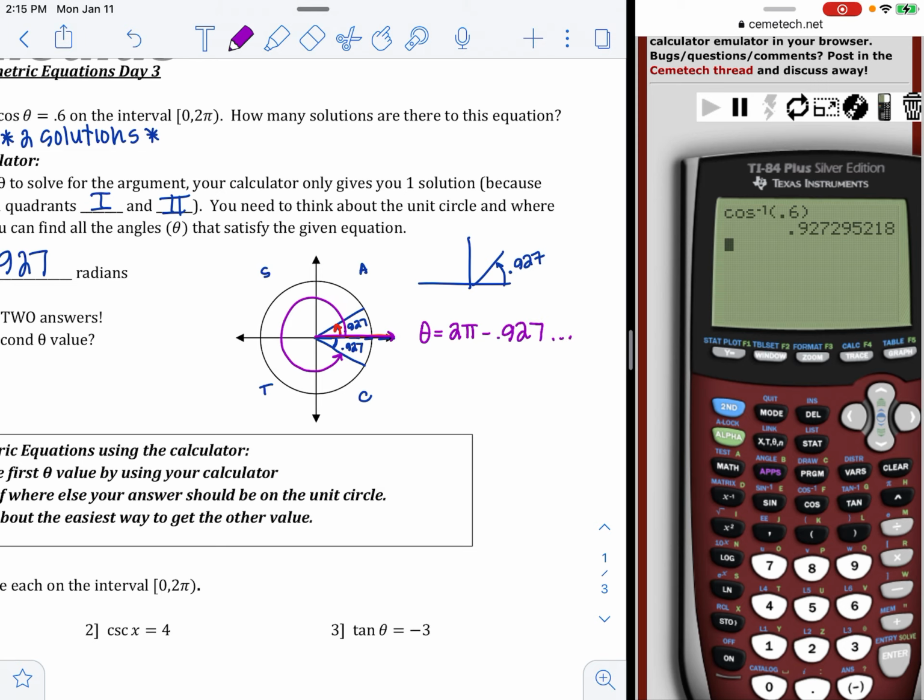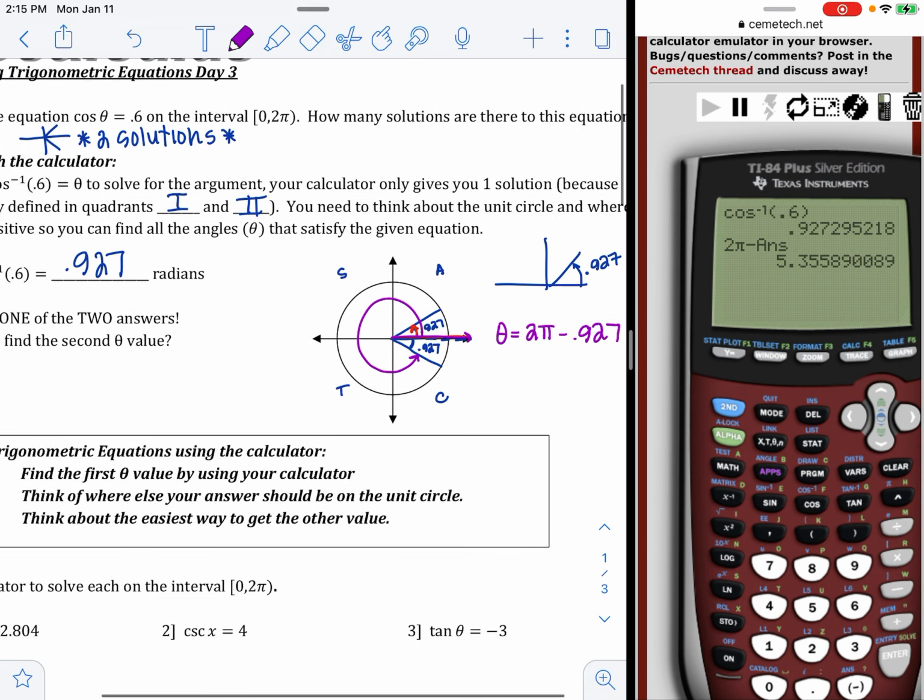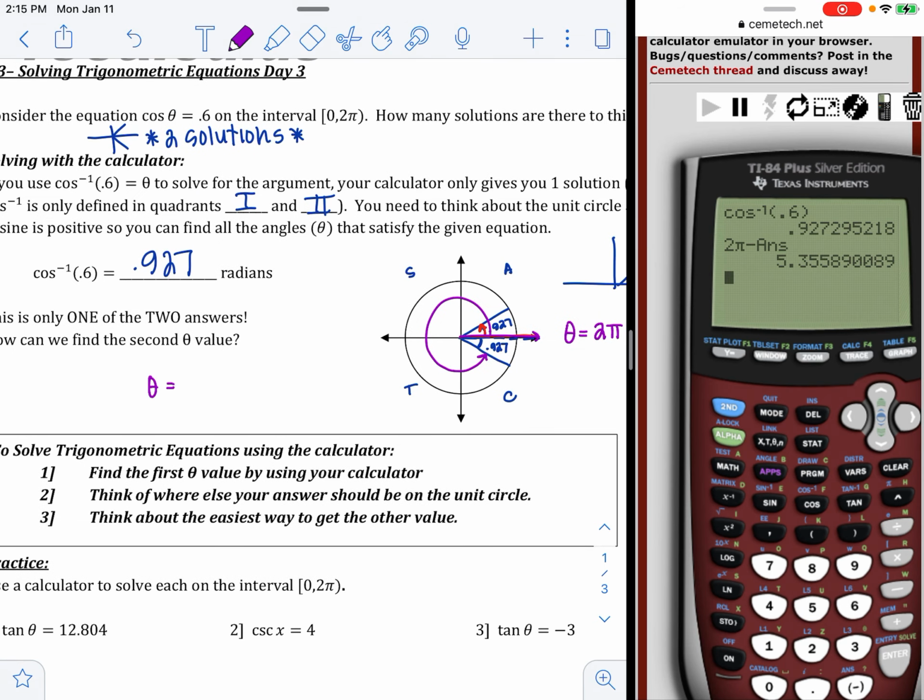Okay, because I'm going to hit second answer actually. So I'm going to do 2 pi, second, that one right there, minus, and then I need the 0.927. Some of you can go grab it, and if you can't grab it, you can just hit second answer and hit enter. So my second angle, theta, is 5.356. So my first answer is 0.927, and my second answer is 5.36.